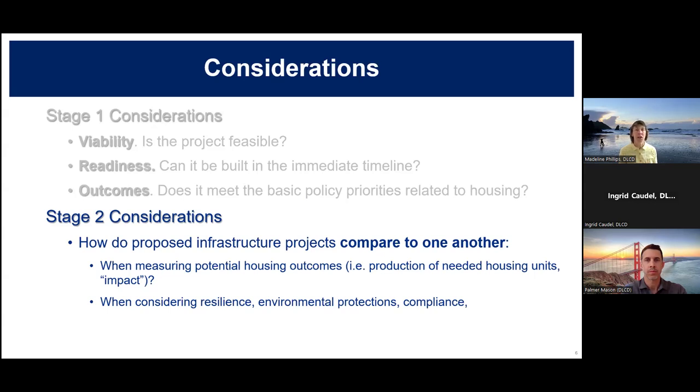Stage two considerations are thinking a little bit more deeply about how projects compare to one another, particularly when measuring potential outcomes and the production of, in this case, housing units and impact. And then secondly, when considering resilience, environmental protections, compliance, among other characteristics that projects often have. That stage one is, is it a project that's prepared and ready to go? And stage two is, of those projects that are prepared and ready to go, how might we compare them to one another based on their merits?